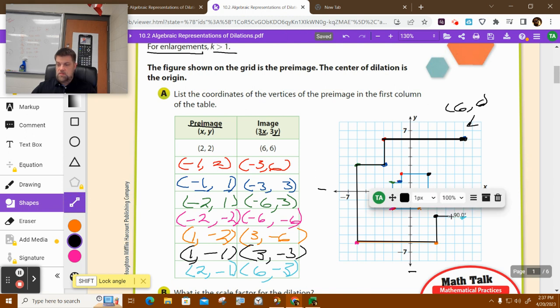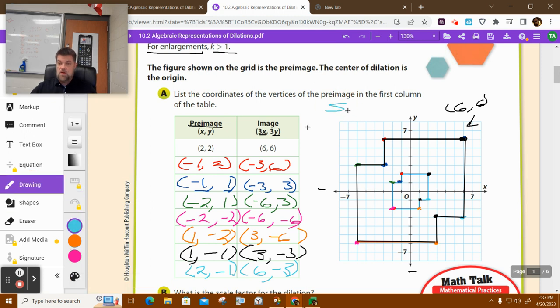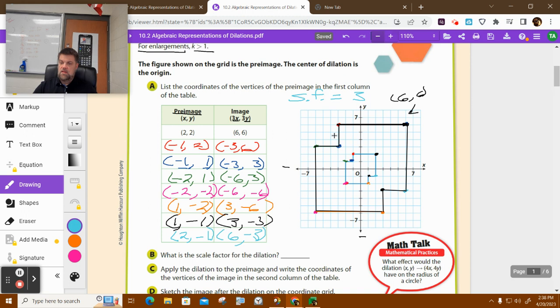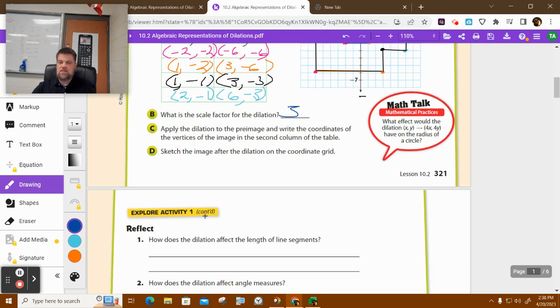What do you notice? Yeah, it's basically the exact same shape. It's just larger by a scale factor of 3. So the scale factor here is 3. Does that make sense? Yeah. Okay, that wasn't that hard. So the scale factor then is 3. This is apply the dilation image and write the coordinates of the vertices in the column. We did that. Then sketch the image. We did that. Any questions on that? No. Okay, one last thing.